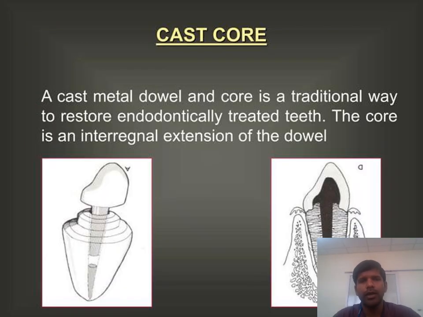Coming to the cast core, a cast metal dowel and core is the traditional way to restore endodontically treated teeth. The core is an intracoronal extension of the dowel.